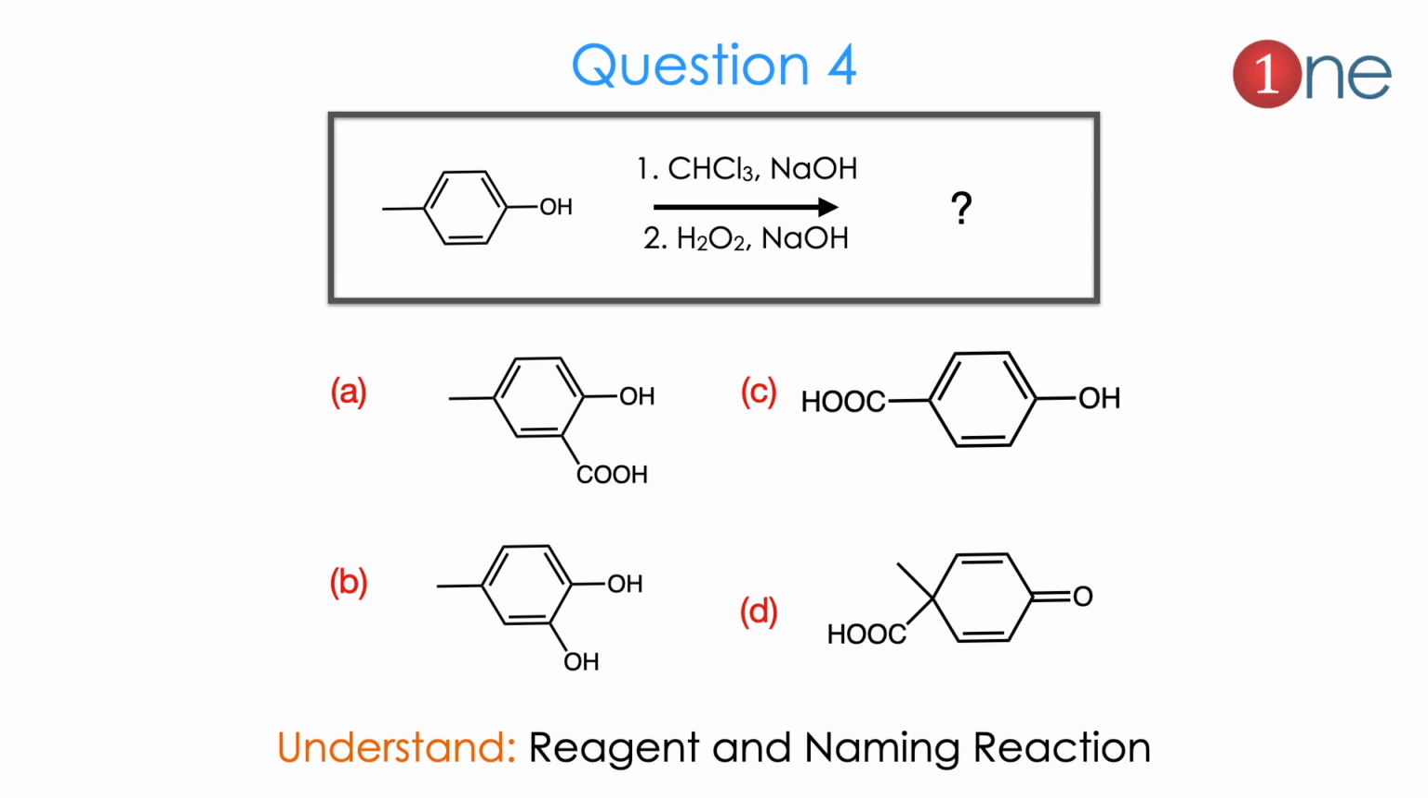Then question number 4, the starting material is toluene phenol, which is cresol, and the reagents are formaldehyde and sodium hydroxide, and hydrogen peroxide and sodium hydroxide. Here they ask you to guess the product. The products are mostly focused on COOH introduction or the reduction reaction. Here you have to guess the naming reaction and you have to understand the reagents.